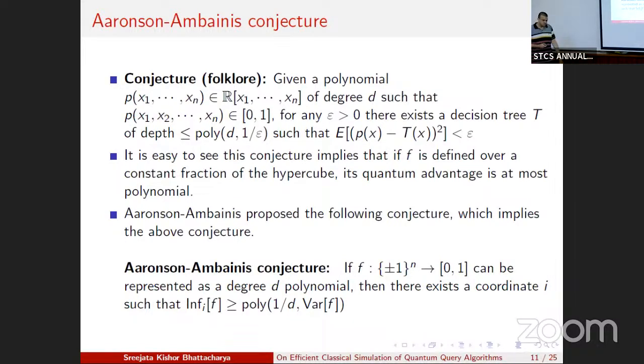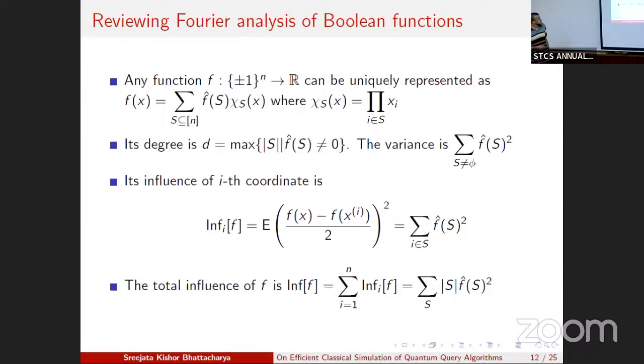The Aaronson and Ambainis conjecture states that if a bounded function can be represented as a low degree polynomial, then it has a coordinate with very high influence. I'm going to define influence next. So, some review on Fourier analysis of Boolean functions. Any function on the Boolean hypercube can be uniquely represented as a multilinear polynomial, and these coefficients are called the Fourier coefficients. The degree of the polynomial is simply the largest |S| such that the corresponding Fourier coefficient is non-zero.